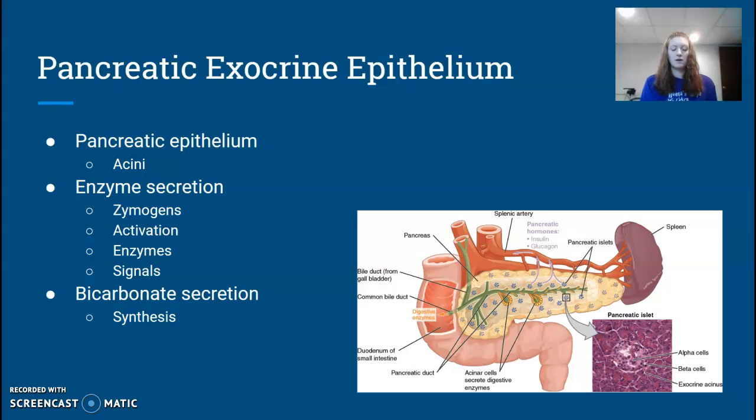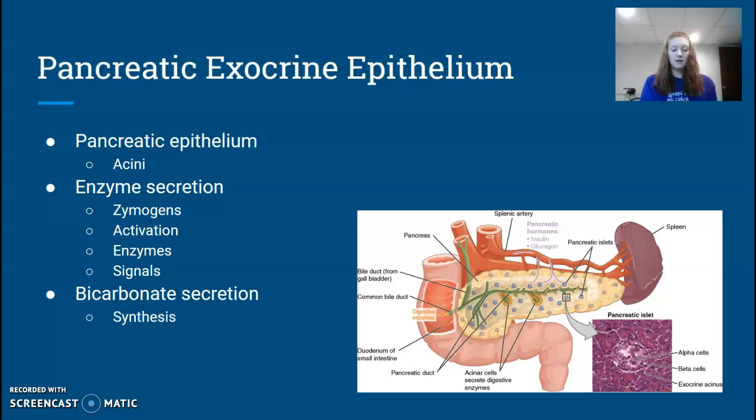Synthesis of bicarbonate requires high levels of carbonic anhydrase. Bicarbonate is produced from a reaction of carbon dioxide and water and then secreted on the apical surface by a chloride bicarbonate exchanger. The extra hydrogen ion leaves the basolateral membrane via a sodium-hydrogen exchanger.